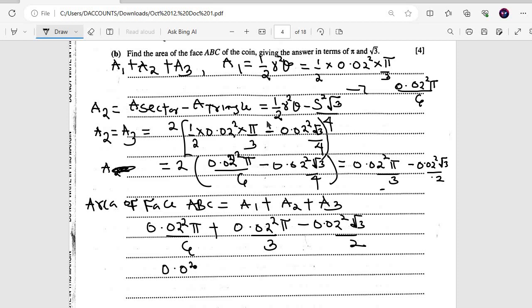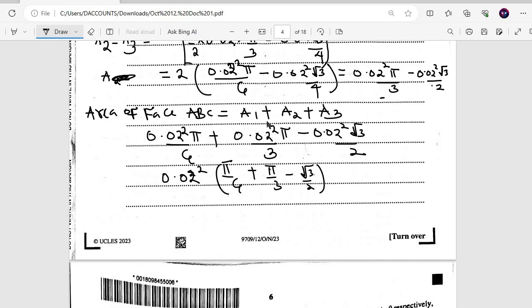0.02 squared is common. What is left here? Pi over 6 plus pi over 3 minus root 3 over 2. The question said our answer should be in terms of pi and root 3. At the end of the day, we're going to have 0.02 squared times pi over 6 plus pi over 3, which gives pi over 2, minus root 3 over 2.